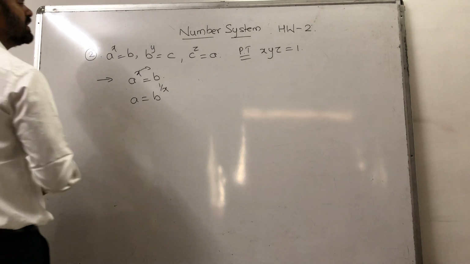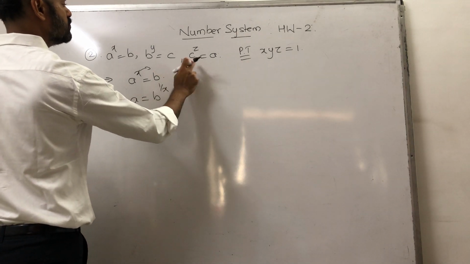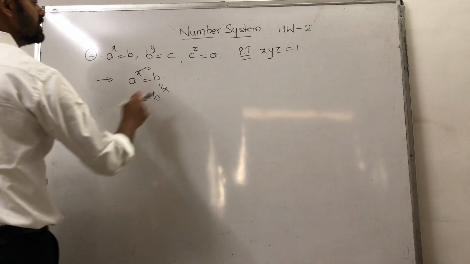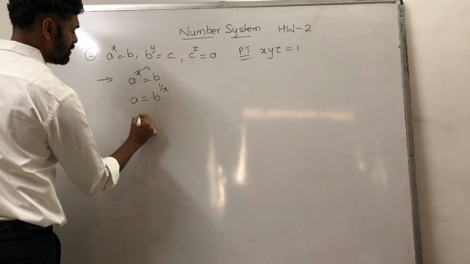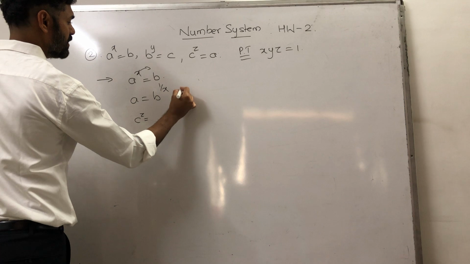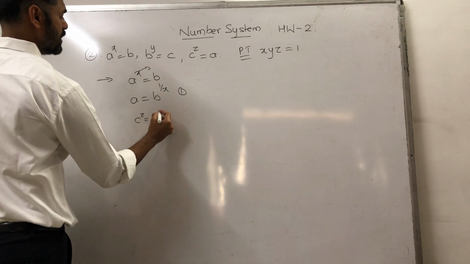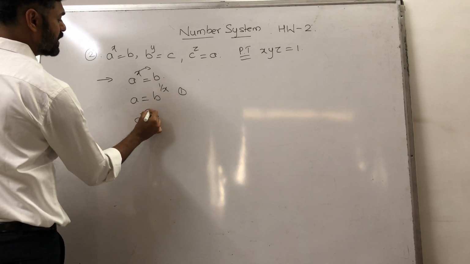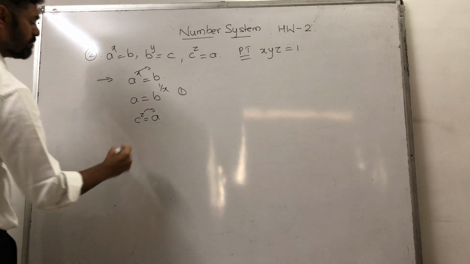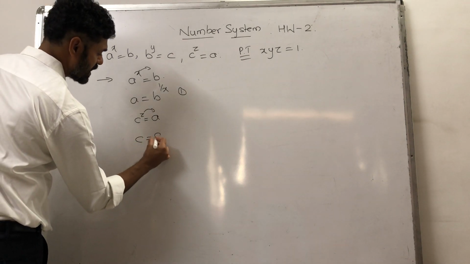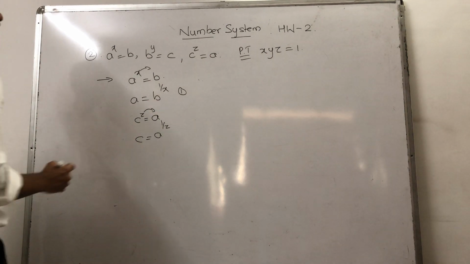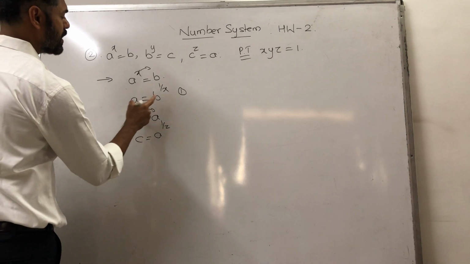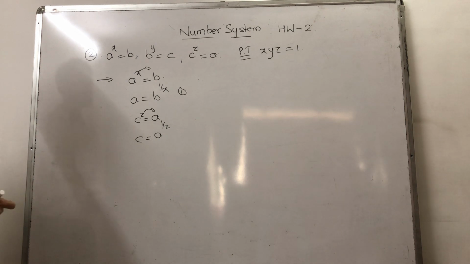Now similarly, let's get the value of c in terms of a. So you have c raised to z equals a. Let me call this relation 1. If z goes to the other side, it will become 1 by z. So c equals a raised to 1 by z. But you already know the value of a. a is b raised to 1 by x.